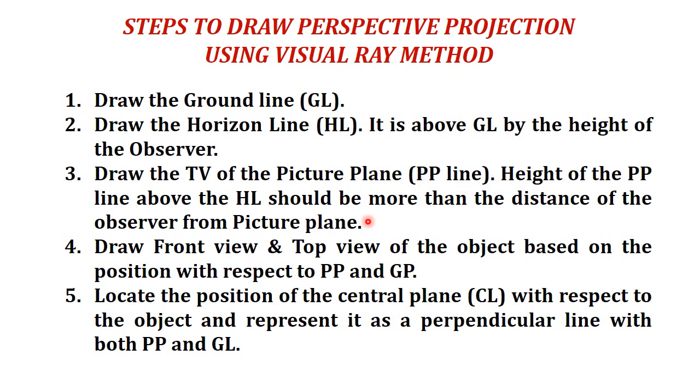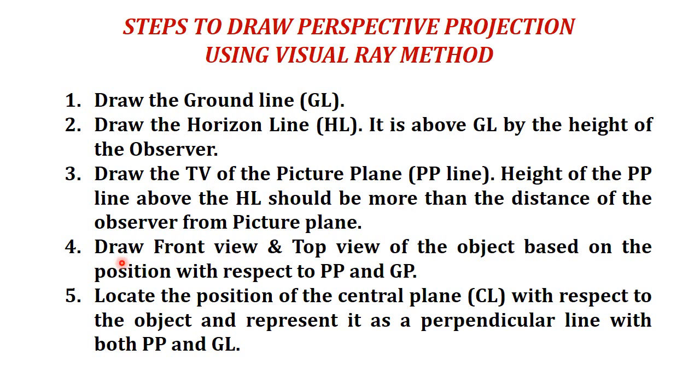The height of the PP line above the horizon line should be more than the distance of the observer from the picture plane. Always the distance of the observer is below the picture plane. So the distance between horizon line and PP line should be at a convenient distance, but it should be more than the distance from the PP line to the observer.